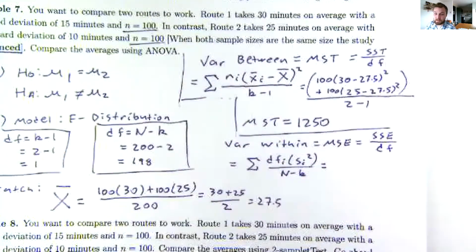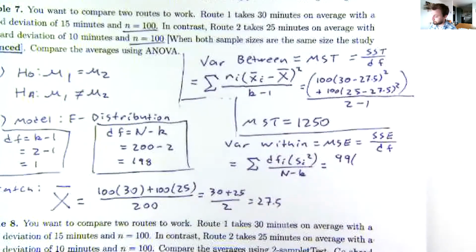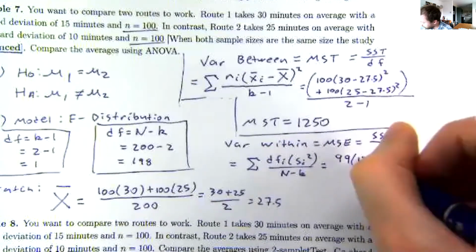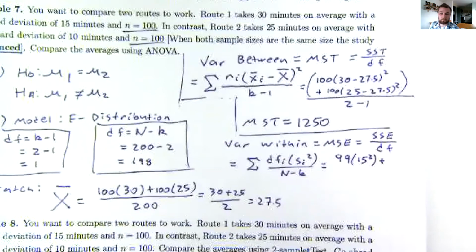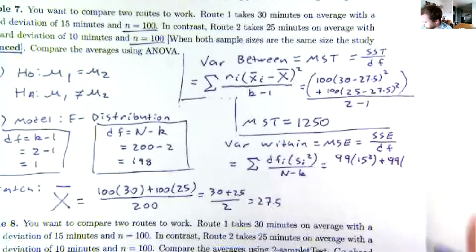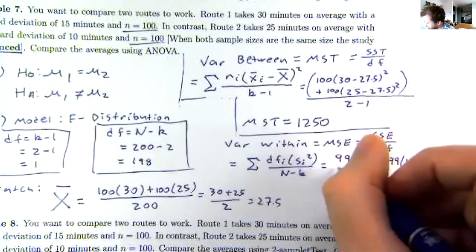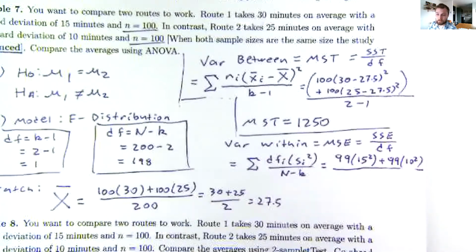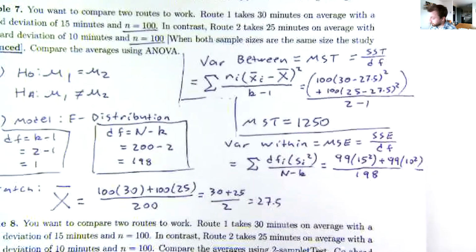I had 100 samples in the first group, so I had a DF of 99. My first standard deviation was 15, so my variance is 15 squared. I had 100 in the second group, so a DF of 99. My standard deviation was 10, so my standard deviation squared is 10 squared. And I'm dividing this by the total number of terms, 200, take away 2, which gives me 198 in that denominator.